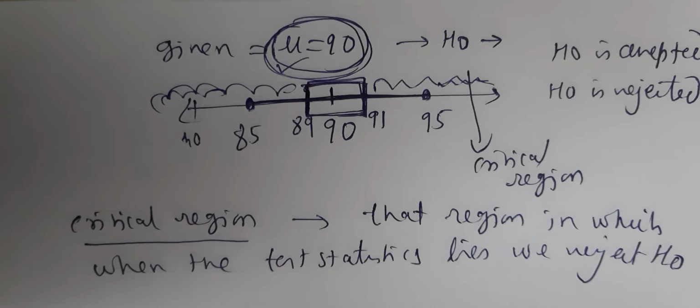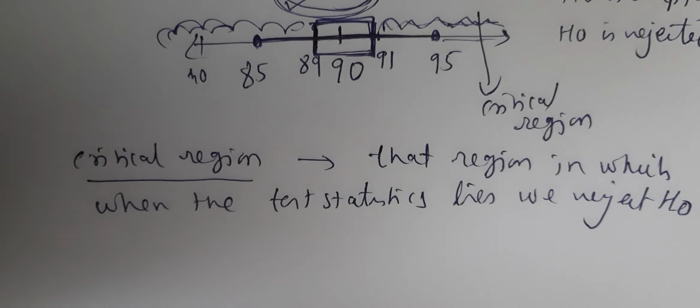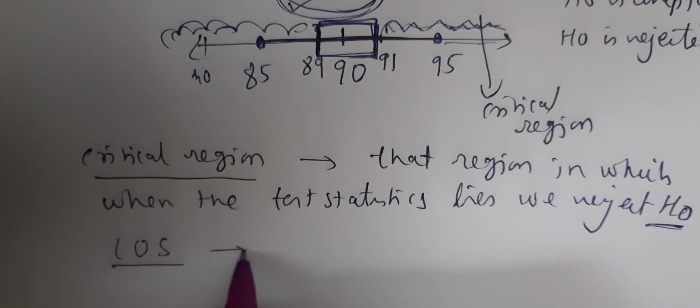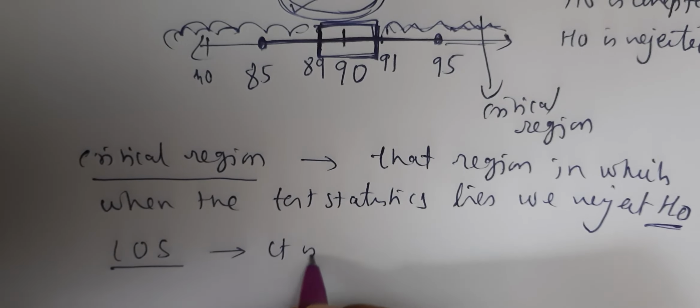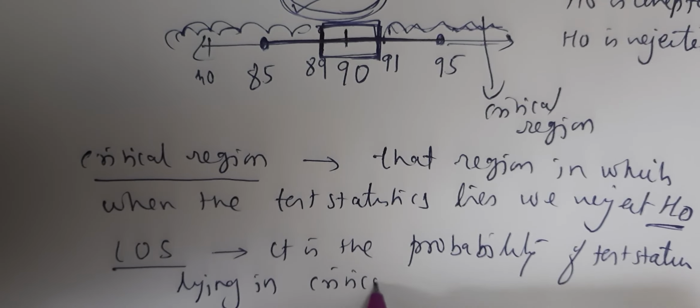For some other person maybe this is the critical region. So the simple way to understand it: the critical region means the region in which, when the test statistic lies, we reject the hypothesis, we reject the H naught. That is the critical region. And LOS, that is the level of significance, is the probability of the test statistic lying in the critical region.